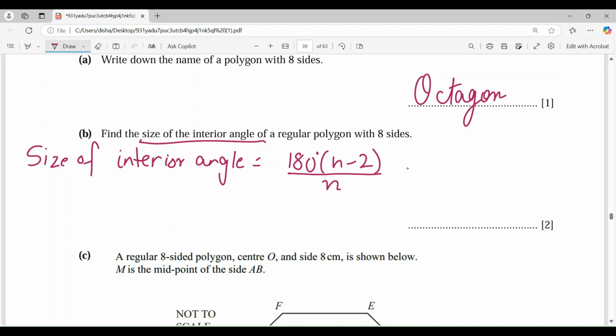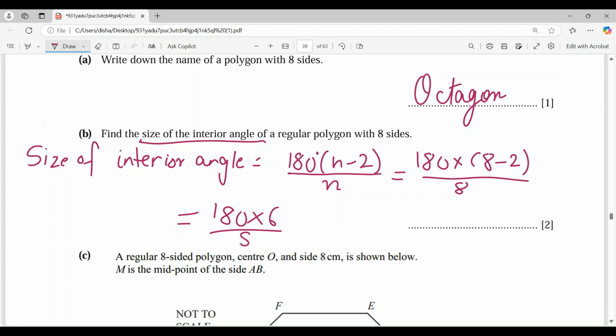So for 8 sides we have 180 into (8 minus 2) upon 8. So that is equal to 180 into 6 by 8, which gives you 135 degrees. So the size of the interior angle of a regular polygon with 8 sides is 135 degrees.